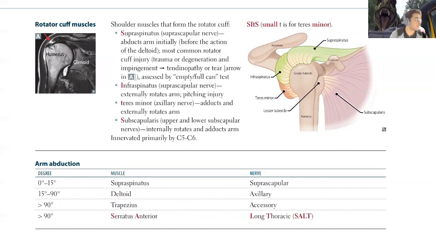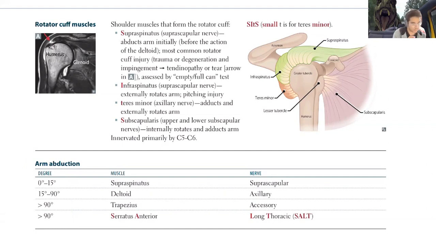Now, the arm abduction is really important. I think the SGU numbers for the degrees of abduction are different to the ones that are given in First Aid. Go based off of the SGU slide.